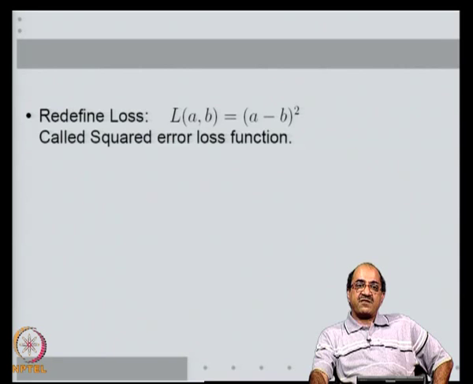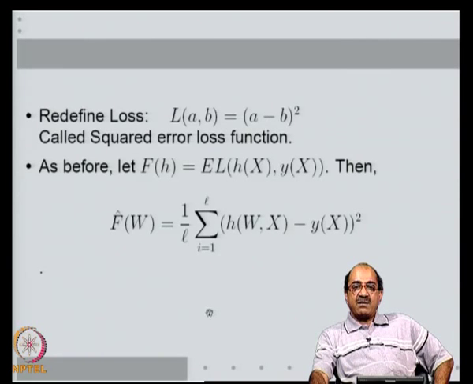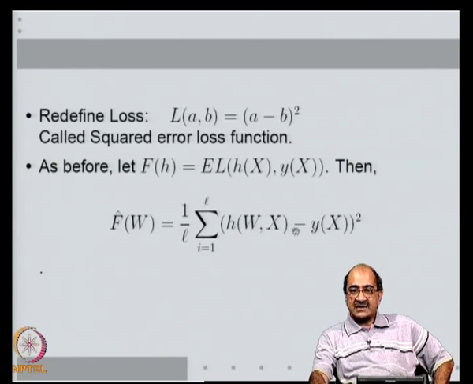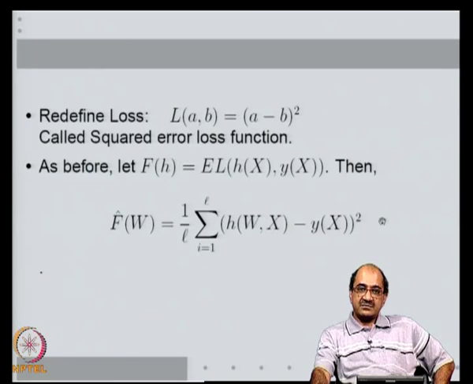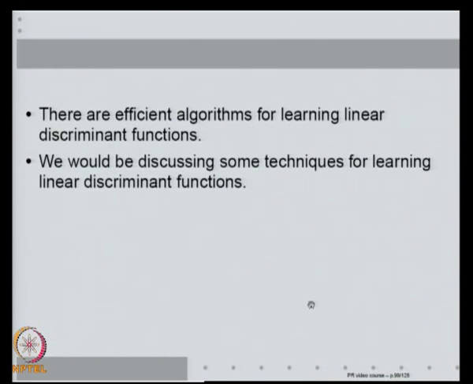We can similarly solve the non-differentiability of L by, instead of taking a 0-1 loss function, taking a squared error loss function. So, we take L(a, b) to be (a minus b) squared, which is called the squared error loss function, which is also very popular in pattern recognition. So, now f hat(W) will be 1 by n times the summation of (H(W, xi) minus y of xi) whole square. Because H is differentiable and the square function is differentiable, one can differentiate. So, for example, one can use gradient descent to optimize this, and such an algorithm is called the LMS algorithm. We'll look at the LMS algorithm later on.